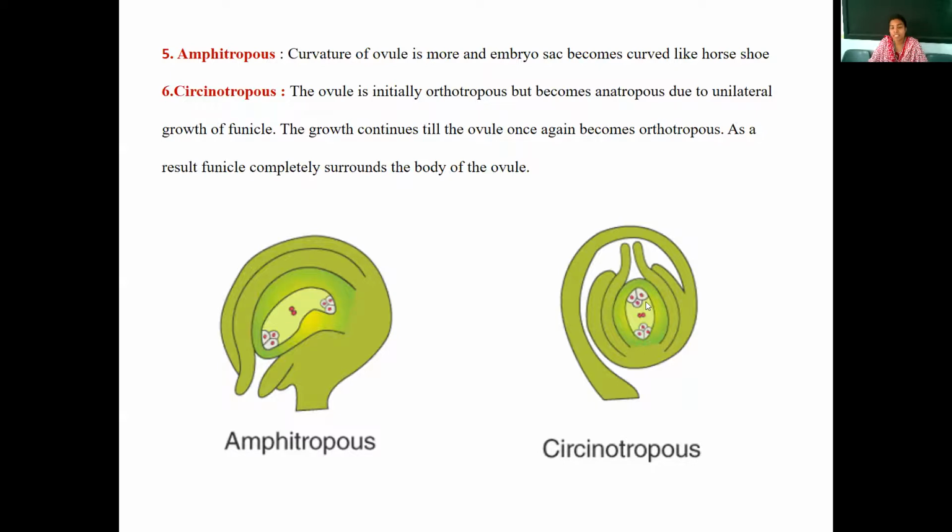The ovule is initially in the shape of orthotropous, but becomes anatropous. Because of the elongated hilum, it will keep on rotating, inverting, and the growth continues till the ovule once again comes back to the orthotropous shape. And this kind we call circinotropous. As a result of this, the funicle completely surrounds the body.